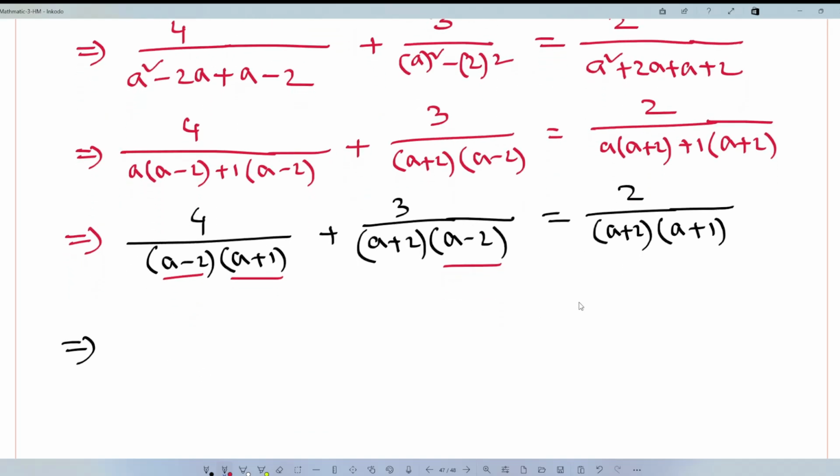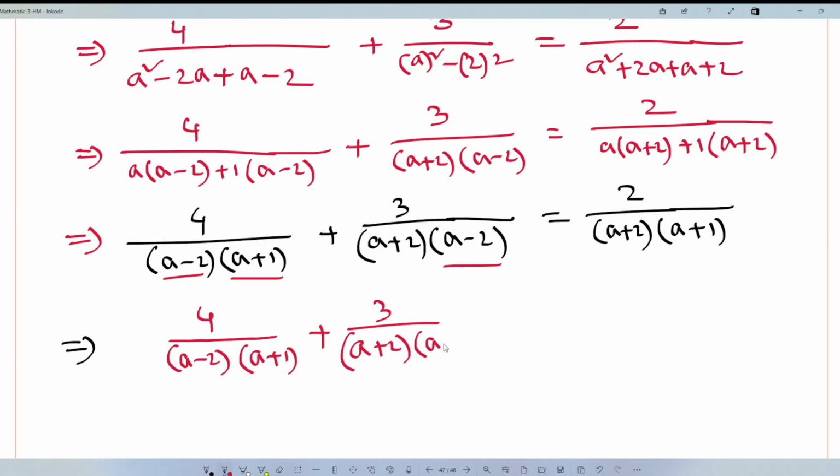Two things we can do. This right side we can exchange to left side, or first we take the LCM, then we can cross multiply. So here we can write 4/(a-2)(a+1) + 3/(a+2)(a-2) minus this one we exchange, 2/((a+2)(a+1)) equal 0.